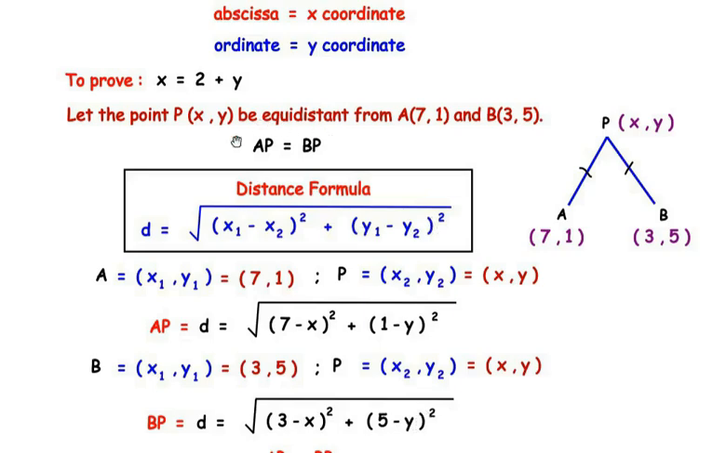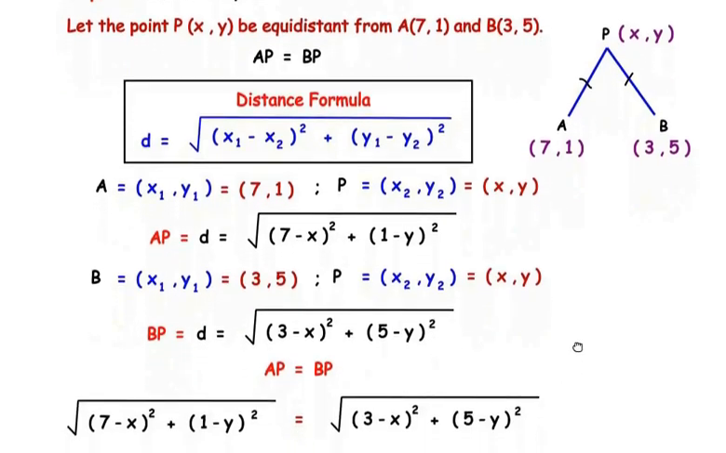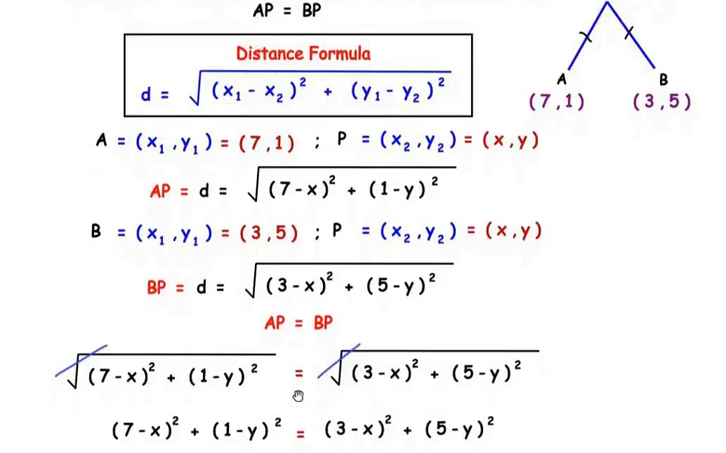Now again, reconsidering this relationship, that is AP is equal to BP, we have written their respective values over here. That is, on the left hand side we have written the AP value and on the right hand side we have written the BP value. Now we can cancel the square roots from both the sides of the equal to sign. So we are going to cancel them off. So this equation is going to simplify now as (7 minus x) the whole square plus (1 minus y) the whole square is equal to (3 minus x) the whole square plus (5 minus y) the whole square.